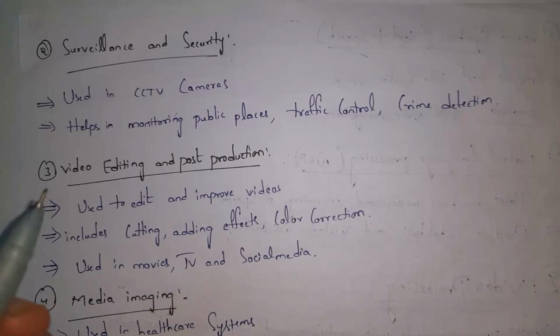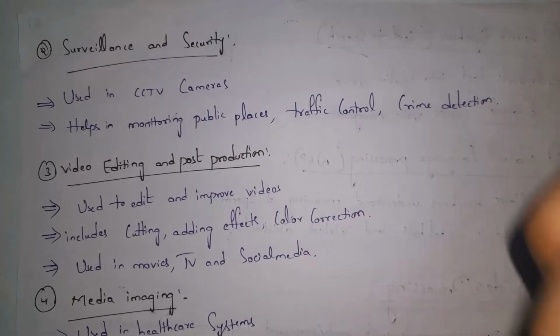And third one is video editing and post-production. We also need video processing in video editing and post-production in order to improve and edit video quality, and in order to cut video, in order to add effects, and in order to do color correction, we need video processing. And all this editing is done in movies, TVs and social medias.